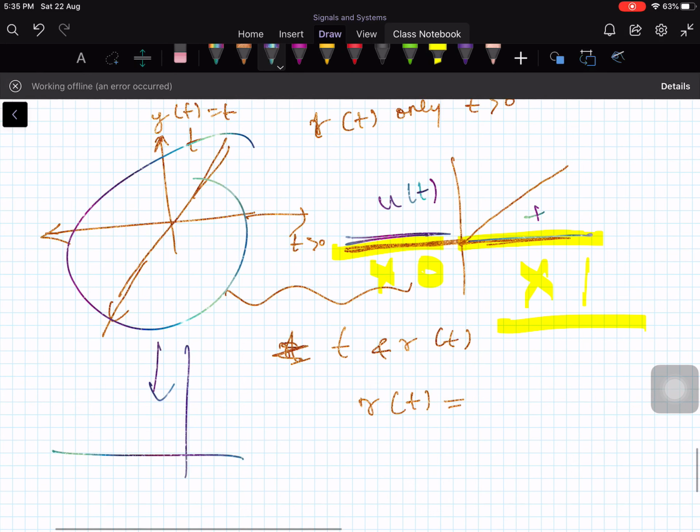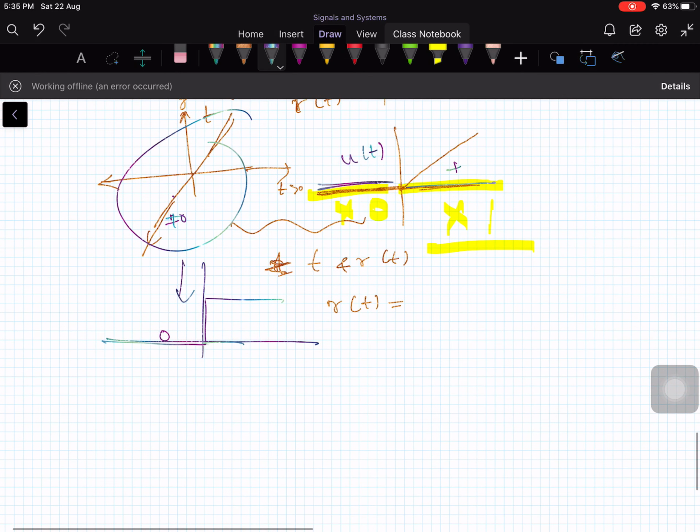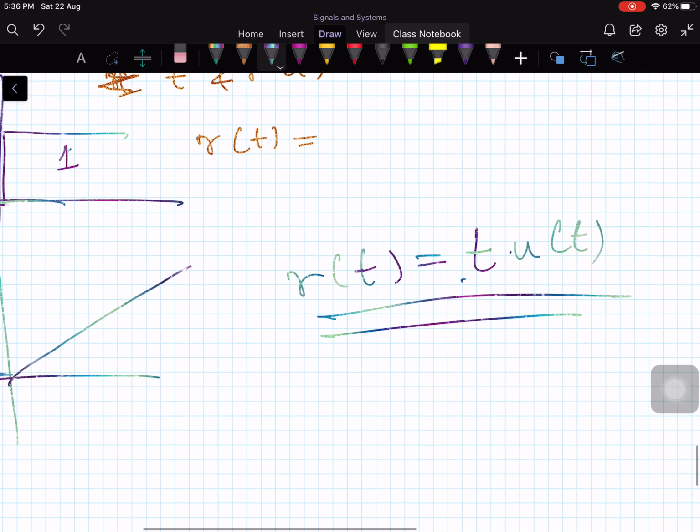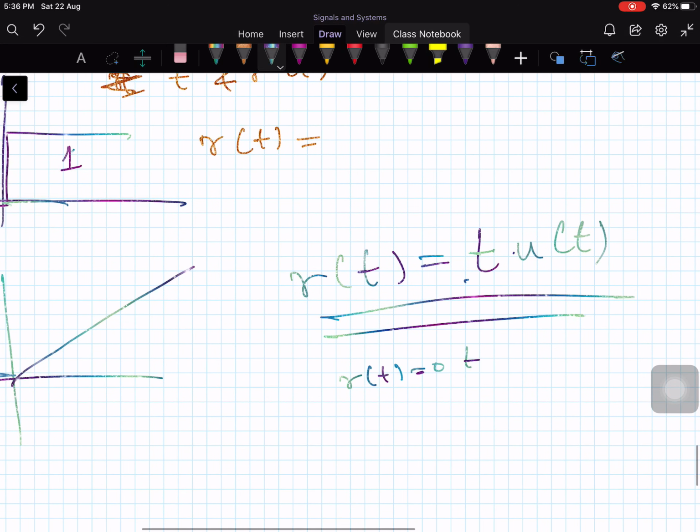Therefore, you take this guy and multiply by your unit step function like this. So here 0 and here some non-zero value. If you multiply these two, then it is 0 here, and here it is 1, and 1 into the slope. Therefore, your r of t is equal to t times u of t. So that is the definition of the unit ramp function. So r of t is 0 for t less than 0 and t when t is greater than or equal to 0.